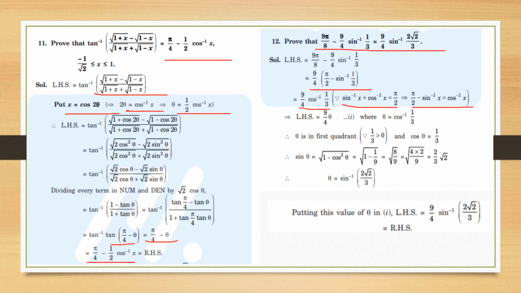So now let θ be cos⁻¹(1/3), so it becomes (9/4)θ. Now θ is in the first quadrant, 1/3 is positive, so cos θ is 1/3. Okay, so sin θ becomes √(1 − cos²θ), which is √(1 − 1/9), which is √(8/9), which is 2√2/3, right? So θ becomes, taking sine to the other side, sin⁻¹(2√2/3), right? Now putting this value of θ in equation number 1, I get the left hand side as (9/4) times sin⁻¹(2√2/3), which is equal to the right hand side.